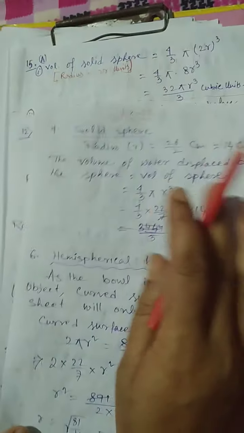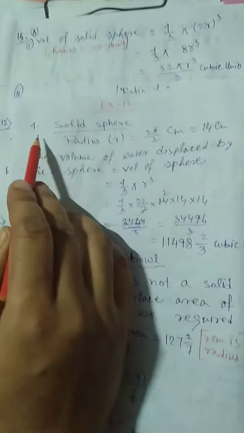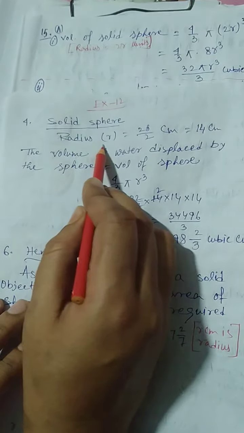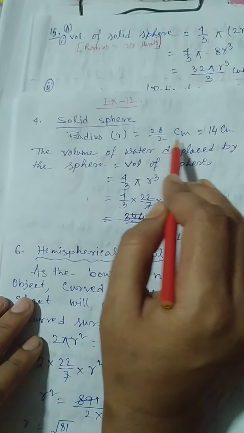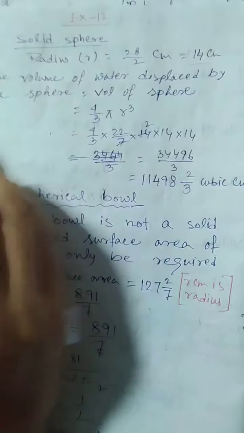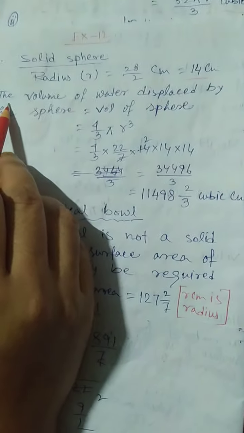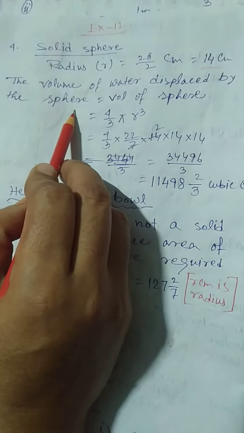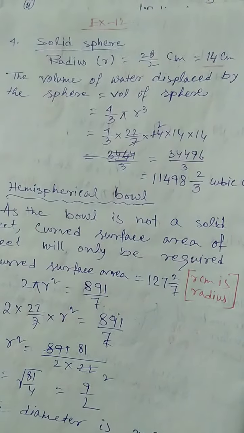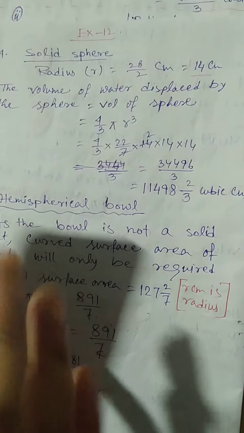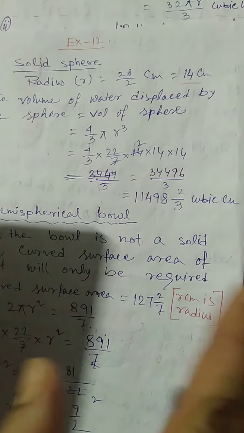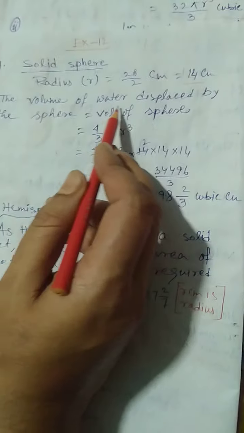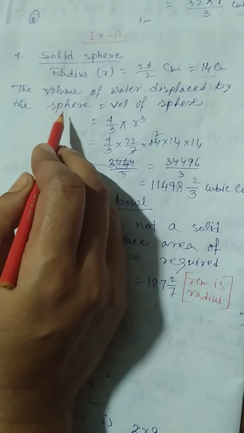Next I start from exercise 12, sum number 4. Here the given radius of the sphere is 28 by 2, that is 14 centimeter. What will we find? Find the volume of water displaced by the sphere. In sum number 4, the sphere is completely immersed into the water. Then find the volume of the water displaced by the sphere.